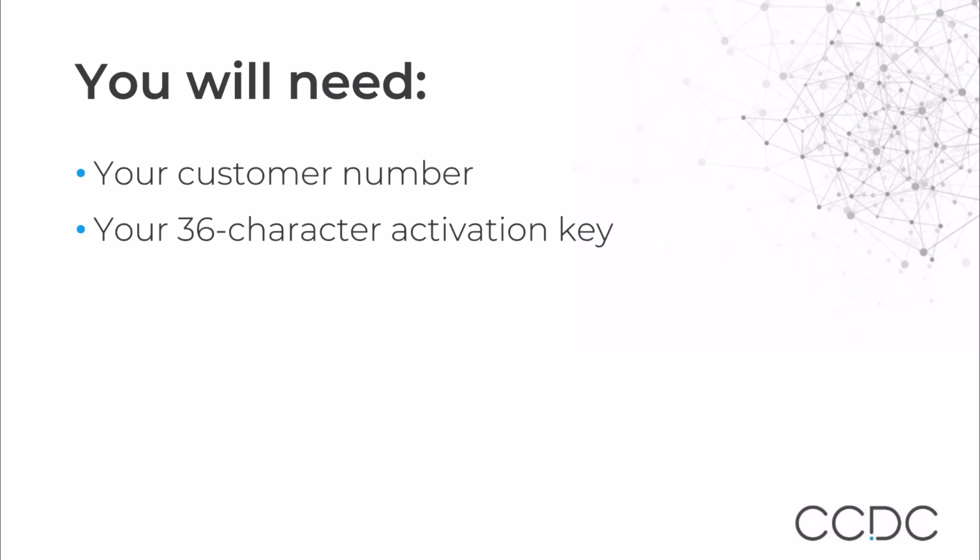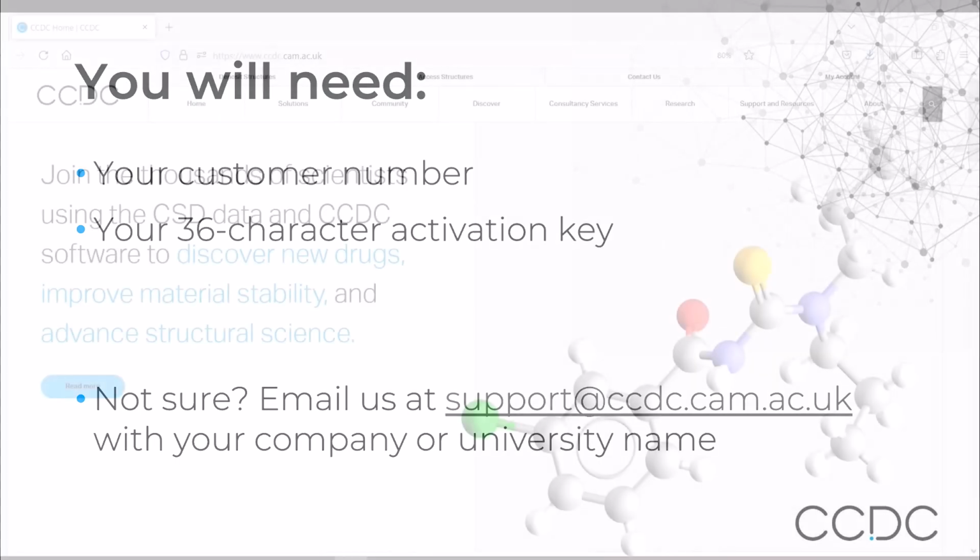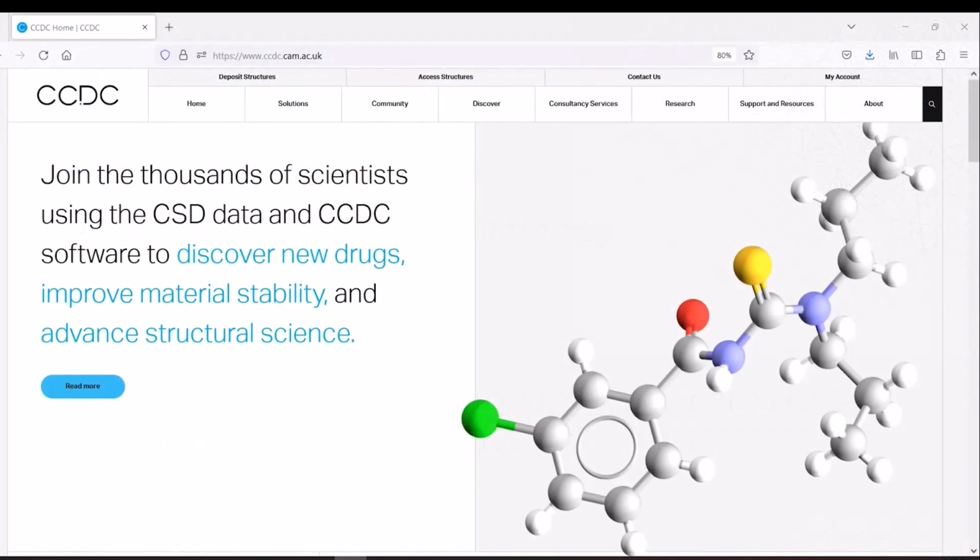If you do not know who your site contact is, send an email to us at support@ccdc.cam.ac.uk with your institution name, and we'll provide your site contact information. Once you have your license details, you can request download links for the software from our website.